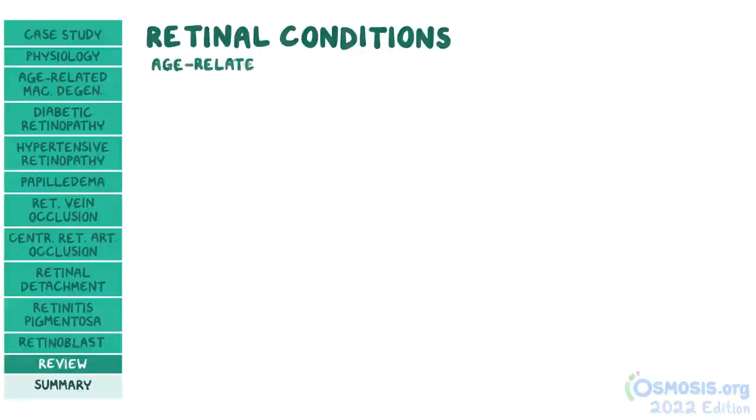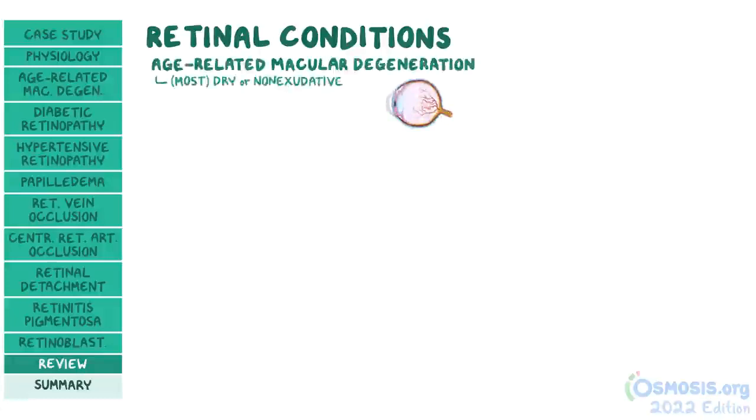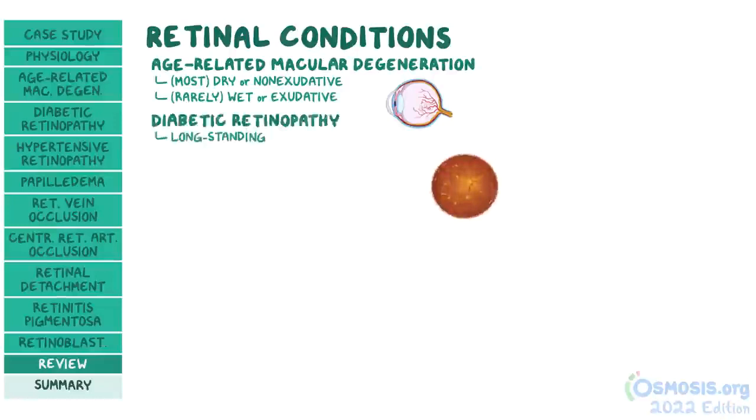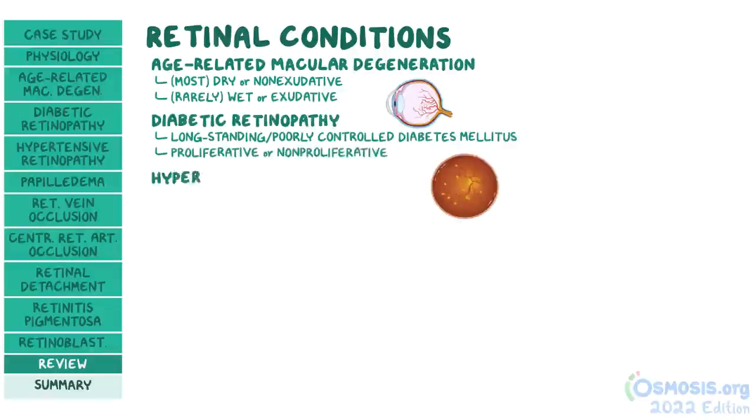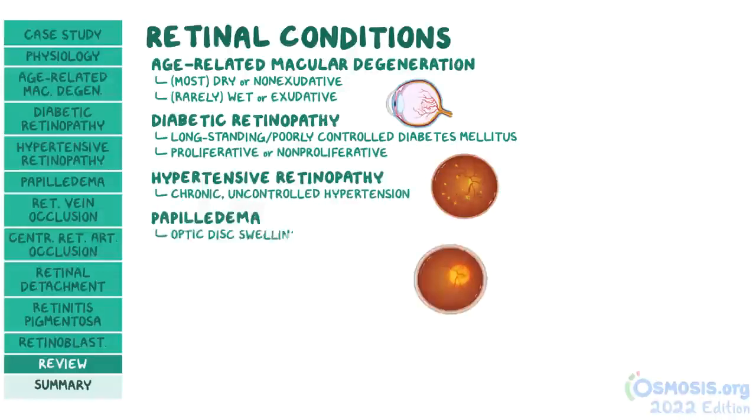Alright, as a quick recap, retinal conditions include age-related macular degeneration, which is most often dry or non-exudative, and rarely wet or exudative. Diabetic retinopathy results from long-standing and poorly controlled diabetes mellitus and can be proliferative or non-proliferative. Hypertensive retinopathy results from chronic, uncontrolled hypertension. Papilledema refers to optic disc swelling due to hypertensive retinopathy or increased intracranial pressure.